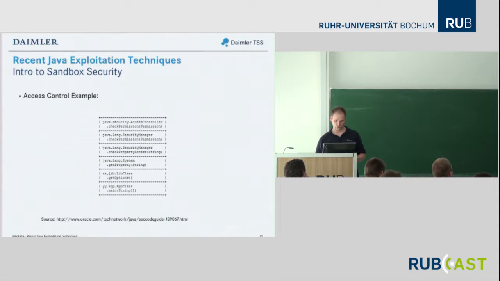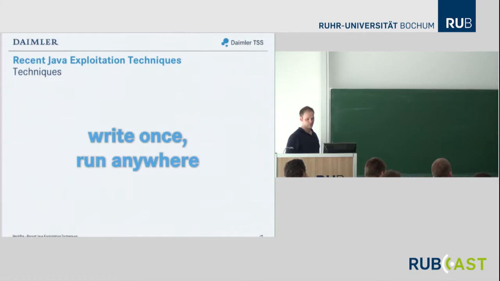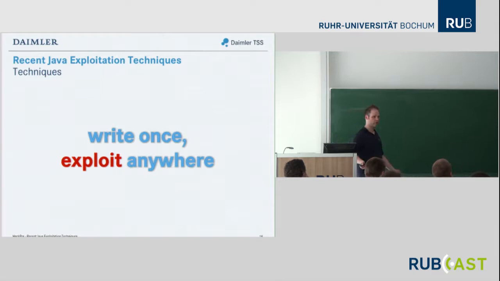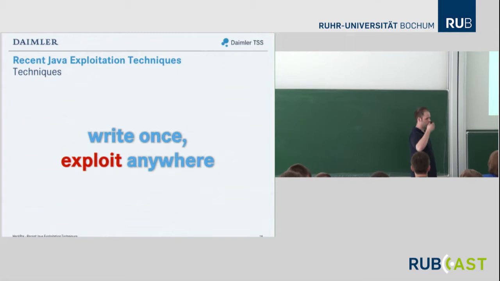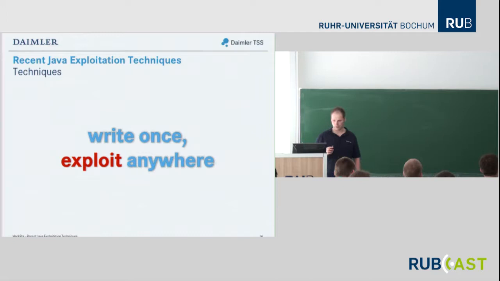So I think you all know this slogan, write once, run everywhere. The cool thing about Java exploits is write once, exploit anywhere. I mean, it's true. If you're looking at all the Java exploits you can find currently in the wild or wherever, they run on every platform. You can run them on Windows, on Linux, you can run them on Mac, as long as it is managed code. There are also a lot of native interface exploits. That's not that easy. You have to adjust it for the specific platform.